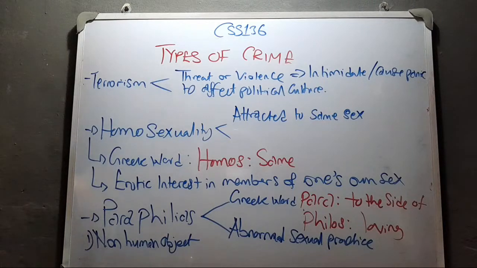So we have spoken about terrorism and homosexuality. Terrorism is when violence and threats are introduced in order to affect political culture, when threats or violence are geared politically to affect political decisions. And homosexuality is when an individual is attracted to the same sex.